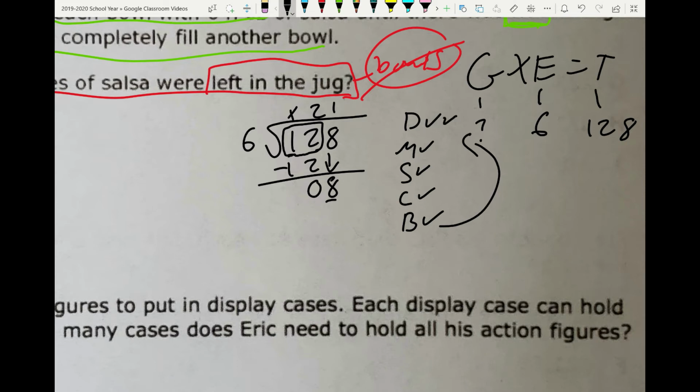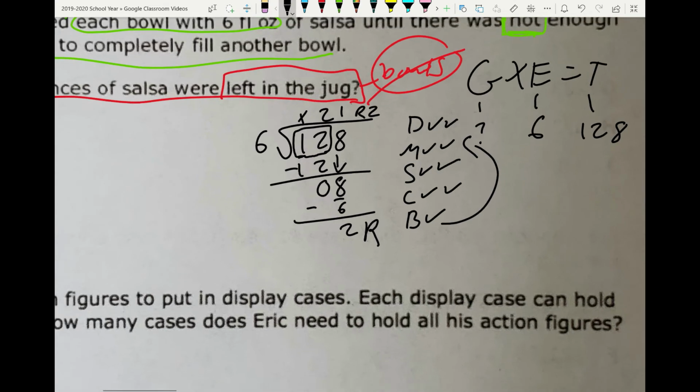Okay, I divided, now I'm multiplying. 6 times 1 is 6. Now I subtract. 8 minus 6 is 2. Check, is my difference smaller than my divisor? Yes. Do I need to bring anything down? I am finished. So therefore my 2 is turned into a remainder.